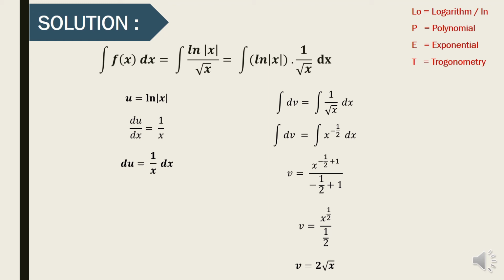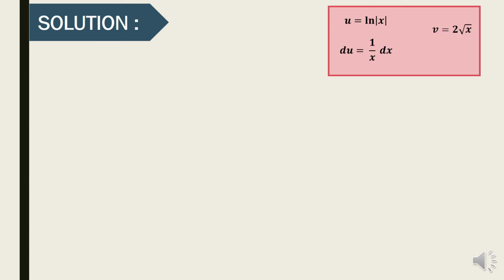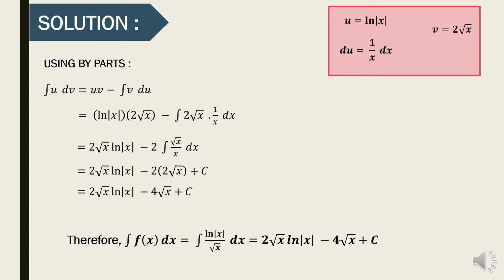Now for u, since u is equal to ln x, the differentiation of u is 1 over x, and du is equal to 1 over x dx. Now, the integration of dv is equal to the integration of x to the power of negative 1 over 2 dx, so v is equal to 2 square root of x. So we substitute into integration by parts: u is ln x, v is 2 square root of x, minus the integration of v, which is 2 square root of x, multiplied by du, which is 1 over x dx.